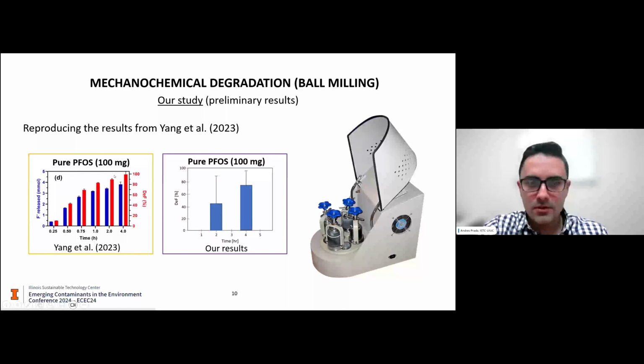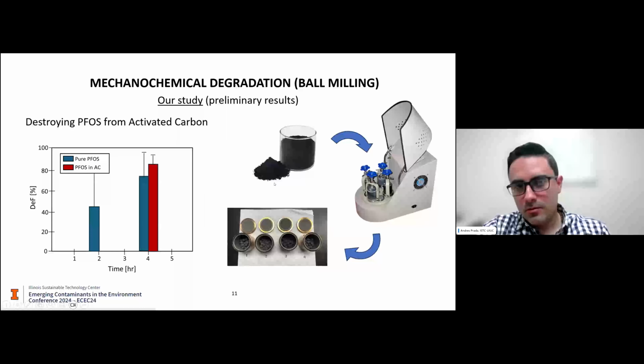They don't specify how many times they ran it, but this is what we find at 2 hours. And then at 4 hours, the results are more consistent. The whisker is getting shorter, with an average defluorination of around 70–80%. And we also went ahead. This is just preliminary results. I will still be working on this during the summer.